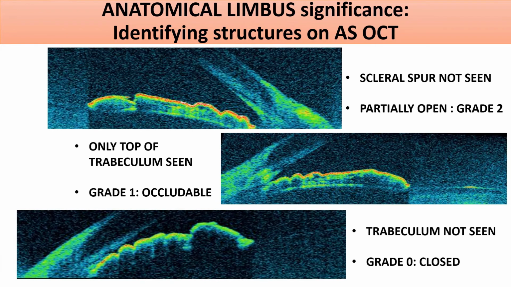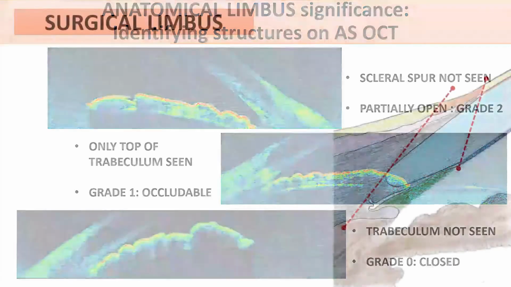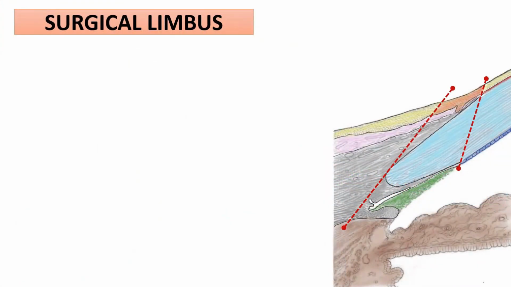So, as you have seen, with a good strong conceptual understanding of the anatomical limbus, we can apply it to grade and quantify the anterior chamber angle on OCT, thus helping in glaucoma diagnosis and management. So that was all about the anatomical limbus, and now let's move on to understanding the surgical limbus, because the main clinical significance of the limbus lies in understanding the surgical limbus.